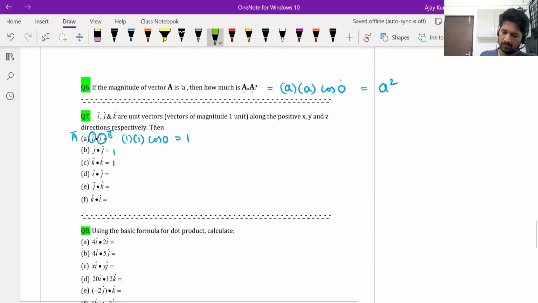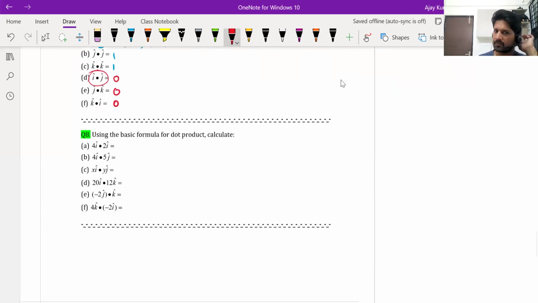Next, i cap dot j cap. i cap is the unit vector along the x-axis, j cap is along the y-axis. Their dot product will become 0. The other three cases will be 0. Next, using the basic formula for dot product, calculate these.